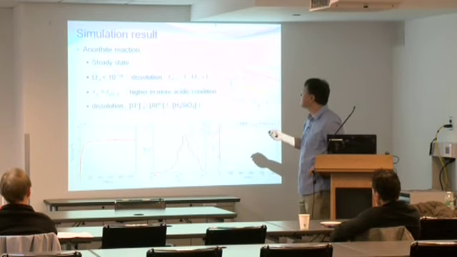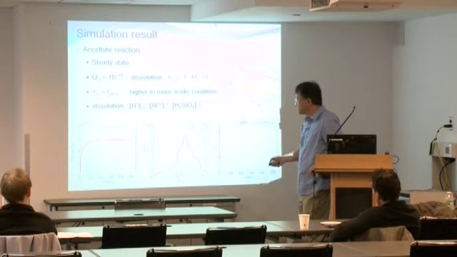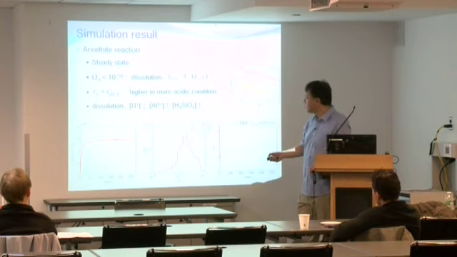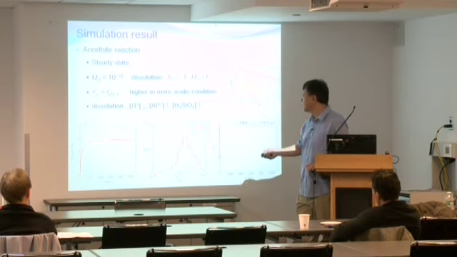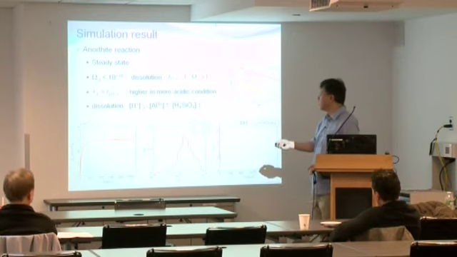And this is a simulation result of the anorthite reaction. This is time from 0 to 1,000 seconds, and this is the reaction rate. The solid line is from the pore scale simulation, and the dashed line is from the quantum scale simulation. They both increase and go to a steady state.